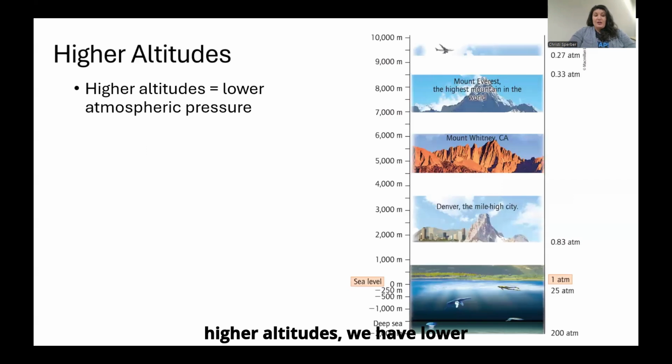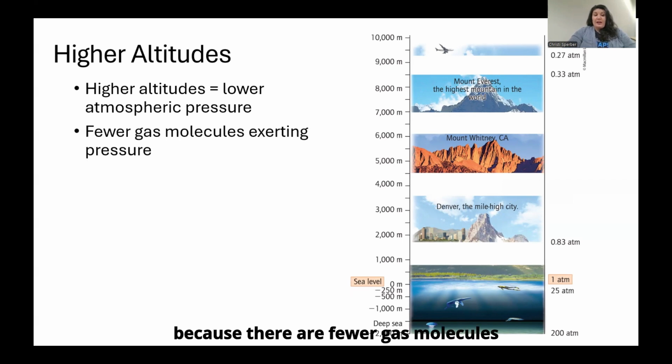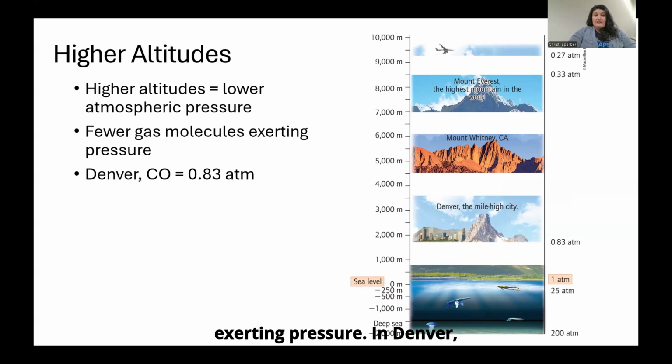At higher altitudes, we have lower atmospheric pressure, because there are fewer gas molecules exerting pressure. In Denver, Colorado, the atmospheric pressure is 0.83 atmospheres, whereas at sea level, it's 1 atmosphere. Mountain climbers find it increasingly difficult to breathe because there are fewer oxygen molecules in the air with every breath they inhale. But over time, the body compensates for this reduced amount of oxygen, if they are avid mountain climbers at high altitudes, by producing more red blood cells.